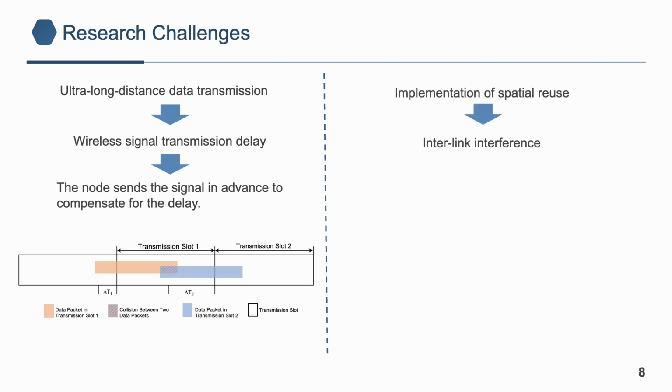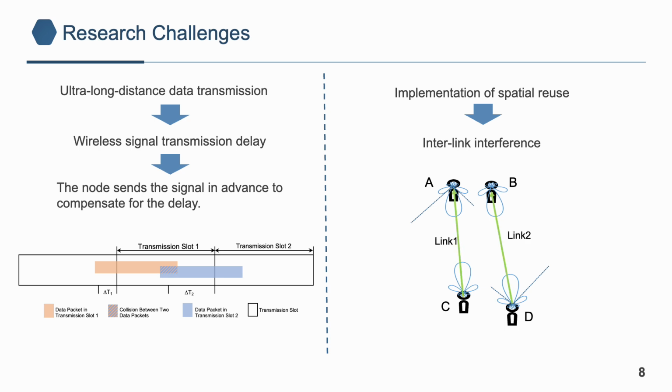The second problem is that with the implementation of spatial reuse, interference may occur between different links sharing the same time slot. For instance, in the figure, there are 4 nodes, where link 1 and link 2 are transmitting data at the same time slot. When the two angles are smaller, you can see there will be interference between the two links, which will lead to packet loss.